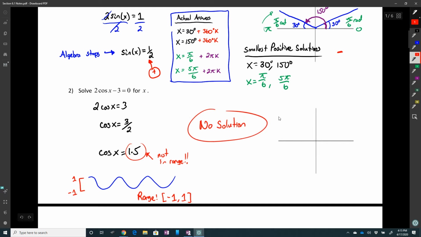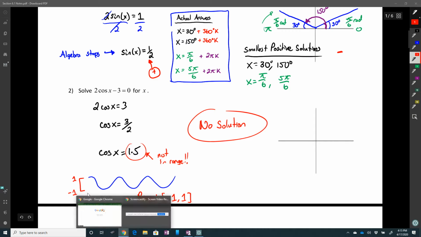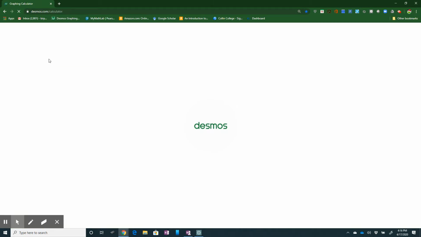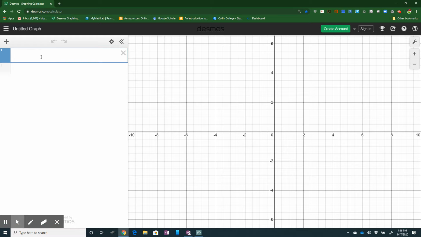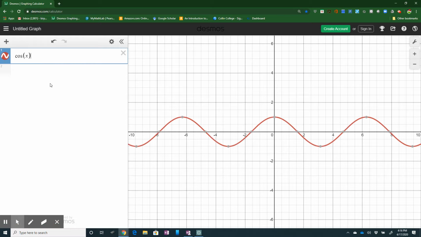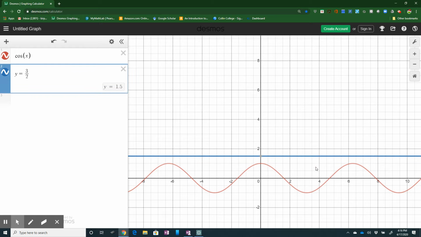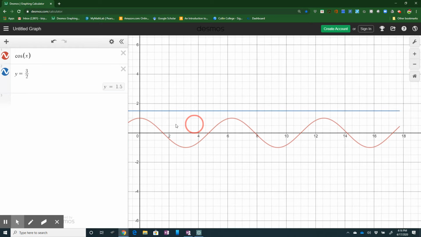Okay. Now on an exam or something, you can't just say no solution. You would have to explain why. You would say cosine of x is 3/2. Cosine can never equal 1.5. So therefore, no solution. Now in Desmos, I can show you the same thing. Graph cosine of x, and then y equals 3/2. So notice that the two graphs never ever meet. Sad times.